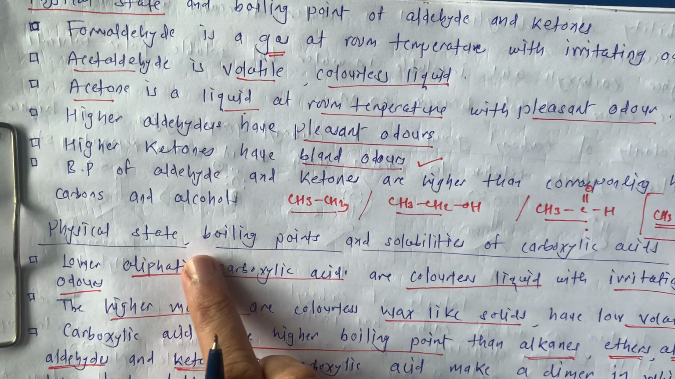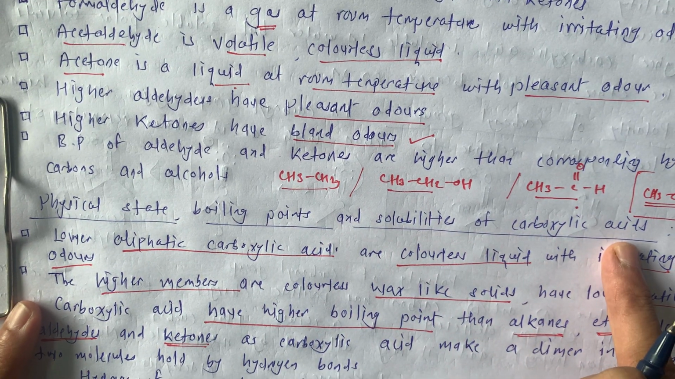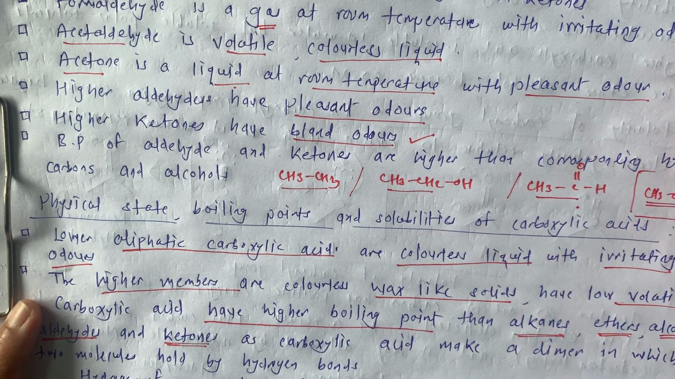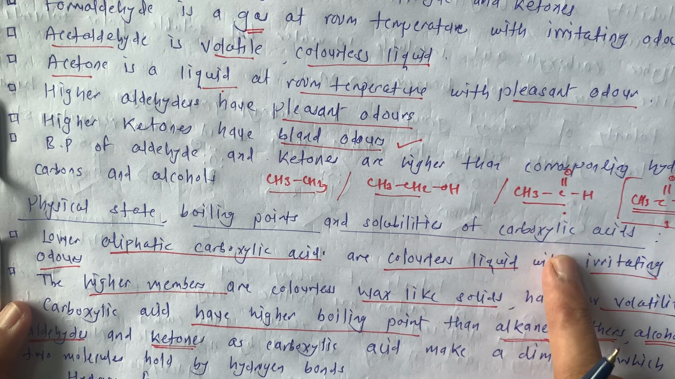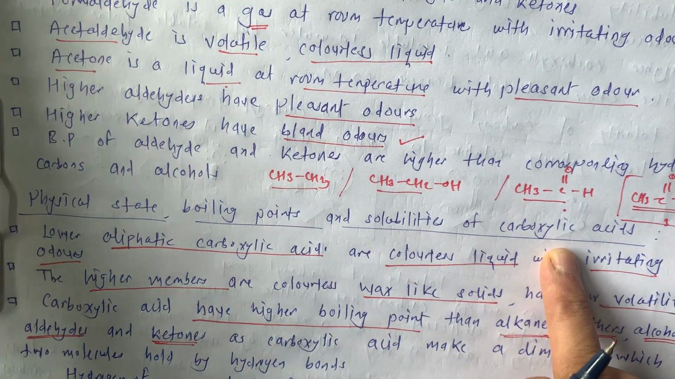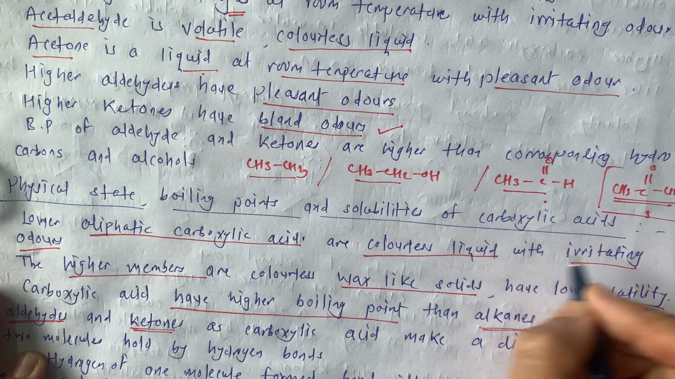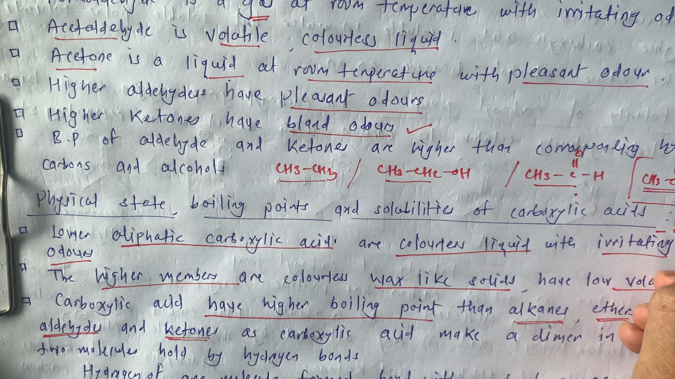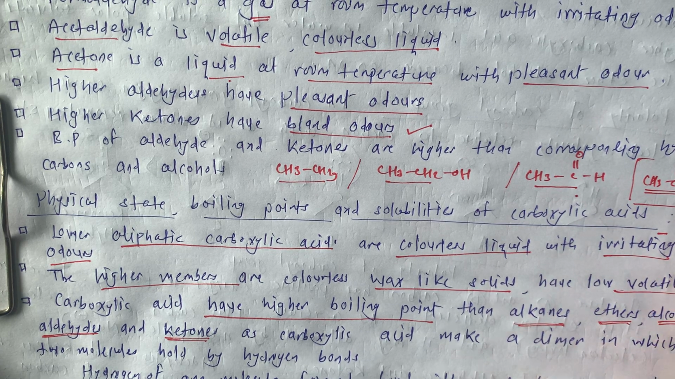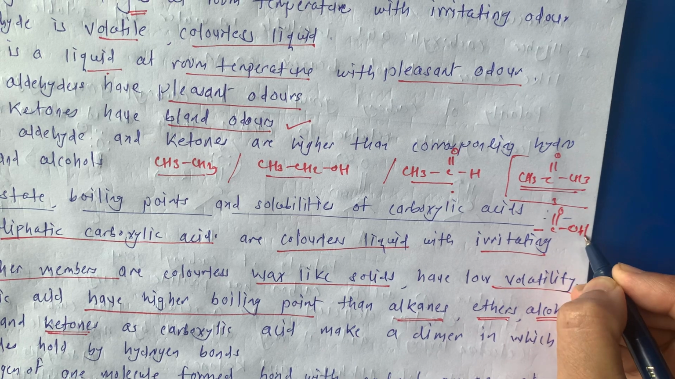Next is physical state, boiling points and solubility of the carboxylic acids. This we studied for aldehyde and ketone. Now we are going to study for carboxylic acids. Okay, now what is the carboxylic acid? We know it very well. Carboxylic acid is nothing but the C double bond O, OH functional group.